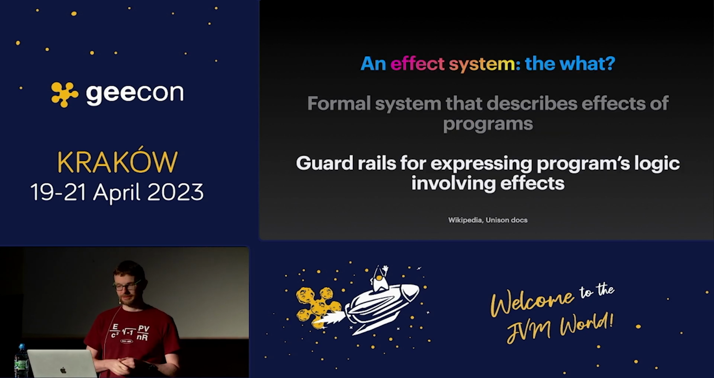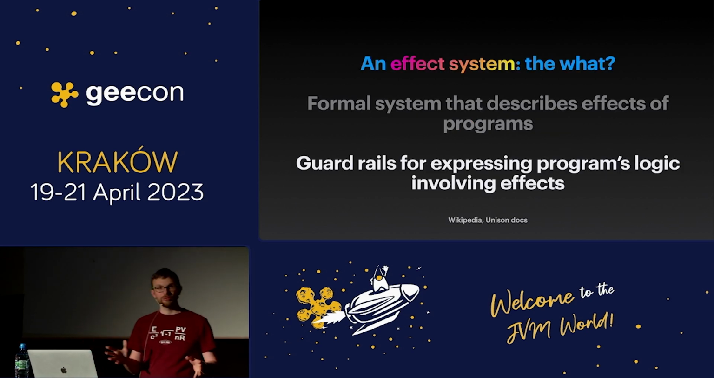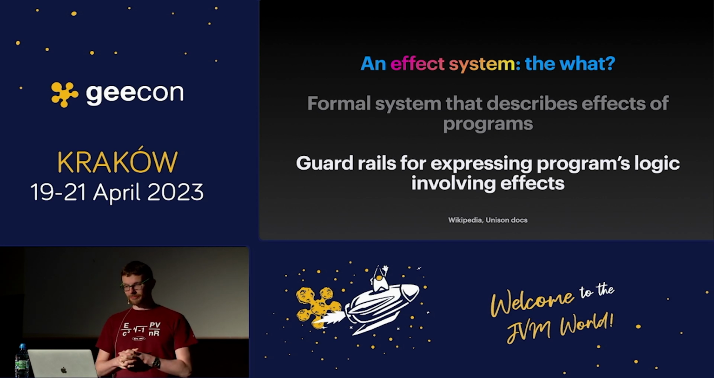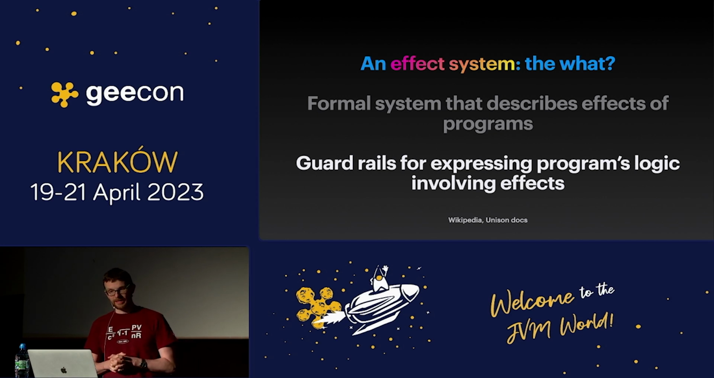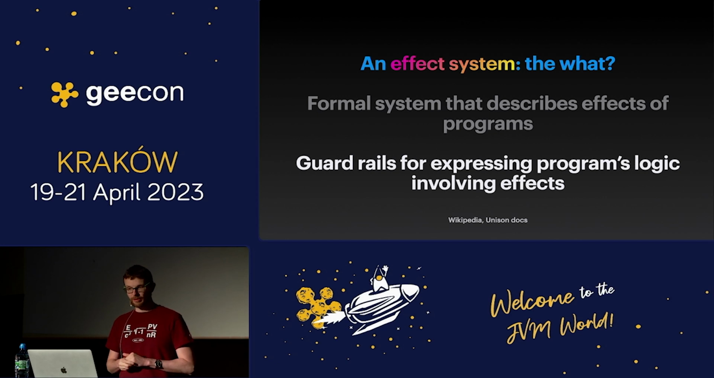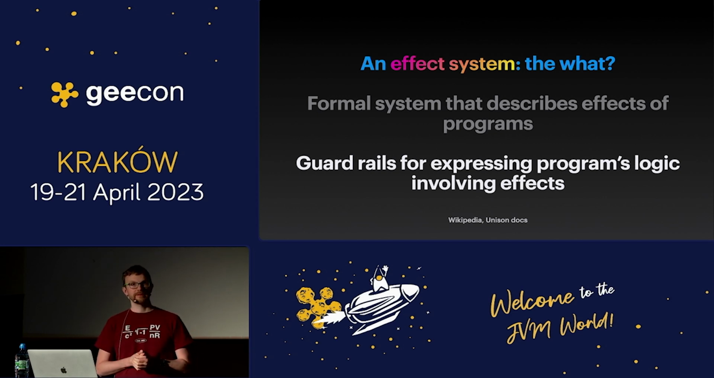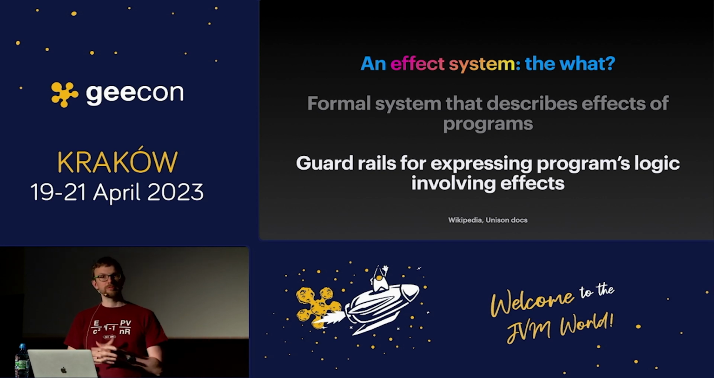Let's go to effect systems. Again, we can go to Wikipedia and read the definition, which is quite formal, starting with formal systems that describe effects of programs. But I like the definition from Unison. Unison is a functional programming language that we will talk a bit more about later. In Unison, the definition goes like this: an effect system is guardrails for expressing the program's logic involving effects. So this is similar to the constraints that we've been talking about, right?